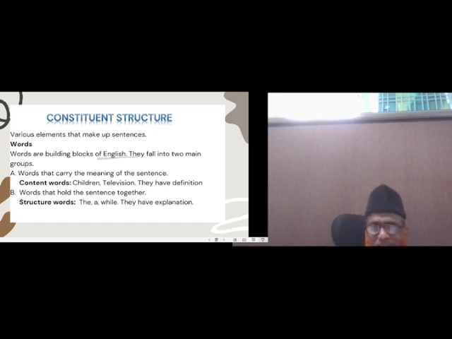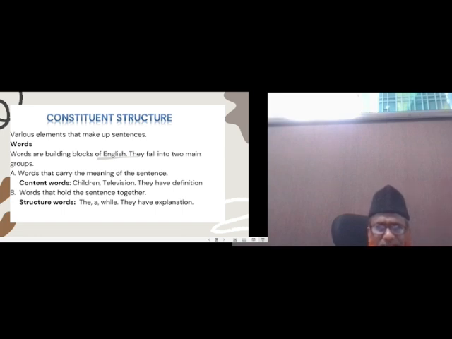Structure. How structure is constituted, how structure is built. You see, various elements make up sentences, because a sentence cannot come into being all of a sudden.